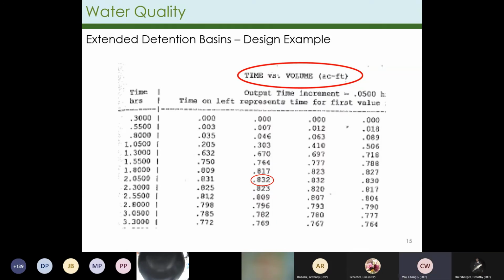For calculation of the detention time, the most important information is the routing showing the runoff volume in the basin and the time. Different hydrologic and hydraulic modeling software may have different formats for the routing. Here's one example of the volume versus time routing. You can see the runoff volume starts at 0 when the time is about 0.3 hours. You look for the highest value in the routing table, and it's 0.83 acre-feet at 2.1 hours.